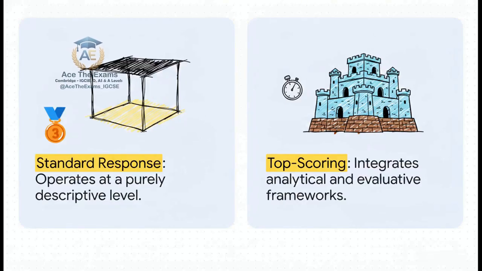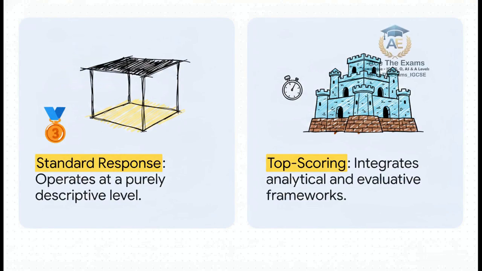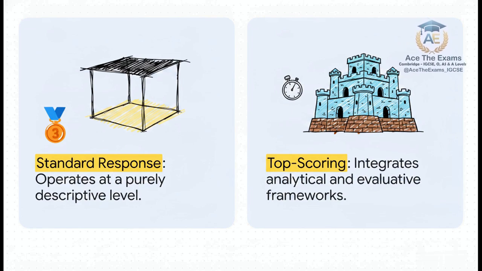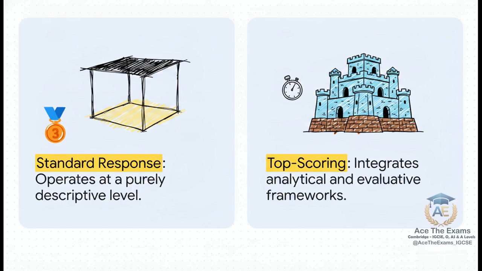Let's look at the ultimate side-by-side comparison to bring this all home. A standard response operates purely at the descriptive level. It just says momentum before equals momentum after, so 5 times 2 equals 5 times v, v is 2. It's bare bones. Sure, it might get the final answer mark, but it leaves all those precious method marks highly vulnerable if anything goes wrong.